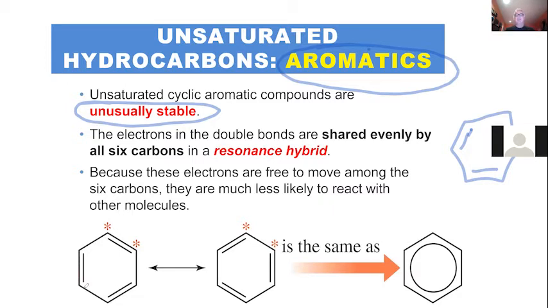But it doesn't actually have alternating double and single bonds, because if we look at the distance between these carbons, we would predict that if they were alternating double and single bonds, the single bonds would be longer and the double bonds would be slightly shorter. But every single bond in this 6-carbon ring is exactly the same length. And it's just in between. It's shorter than a single bond, but it's longer than a double bond.